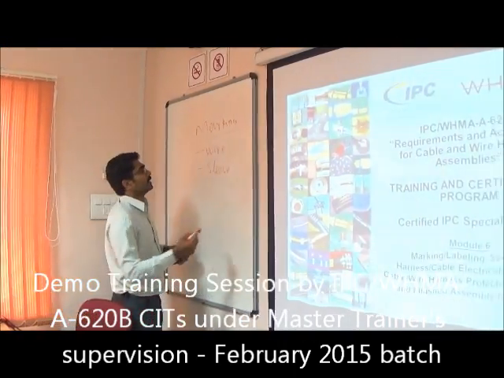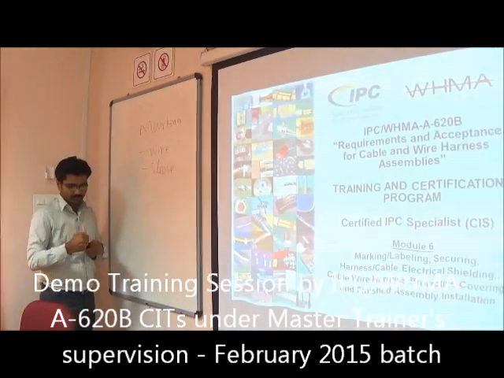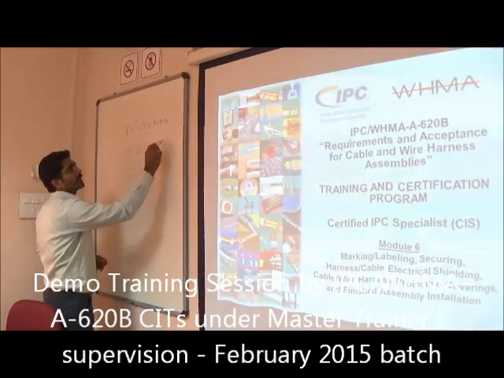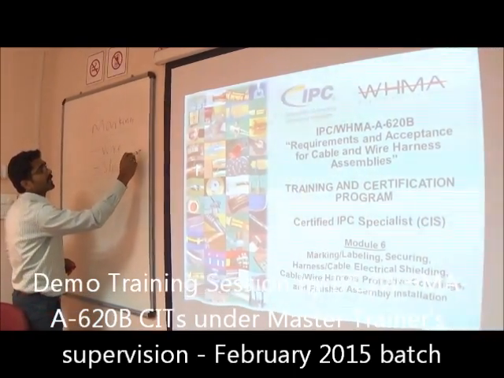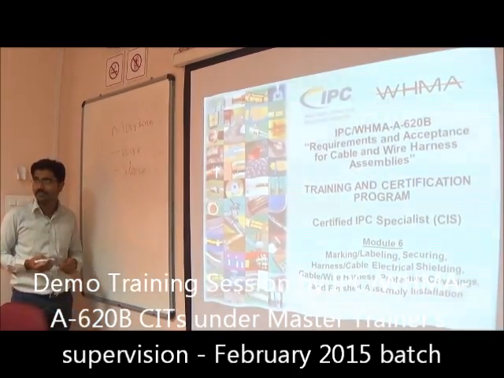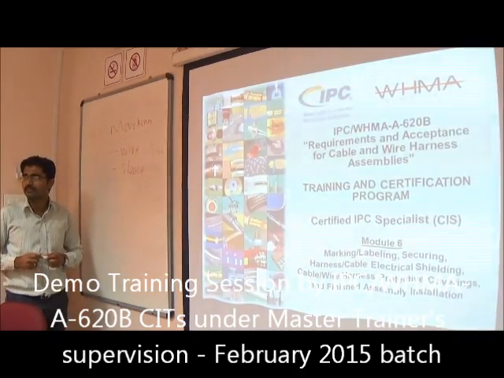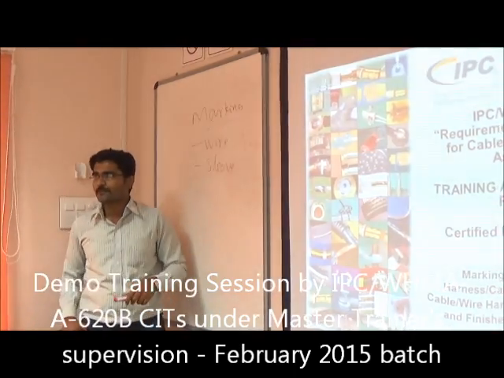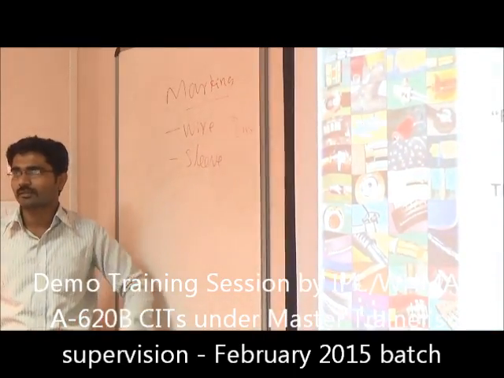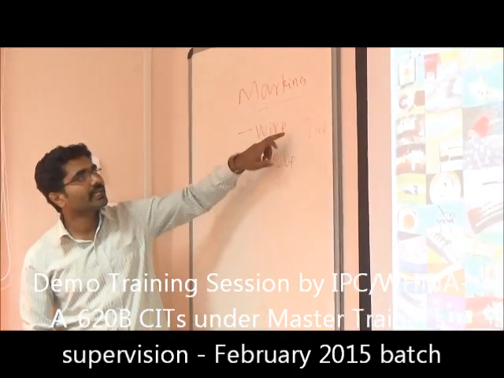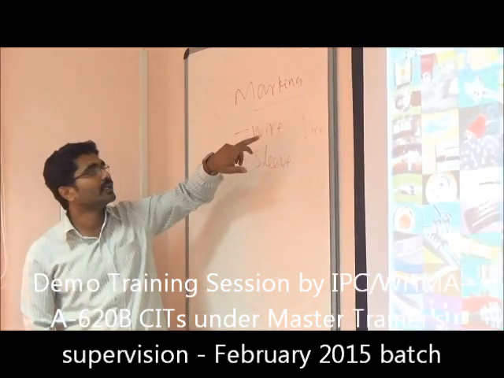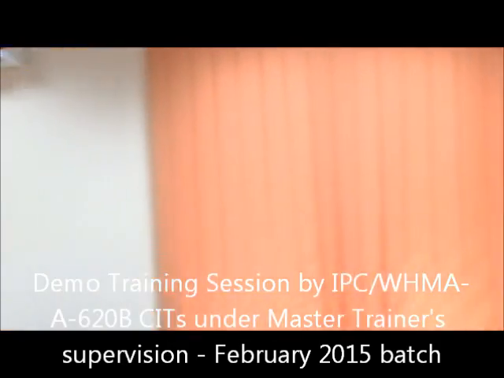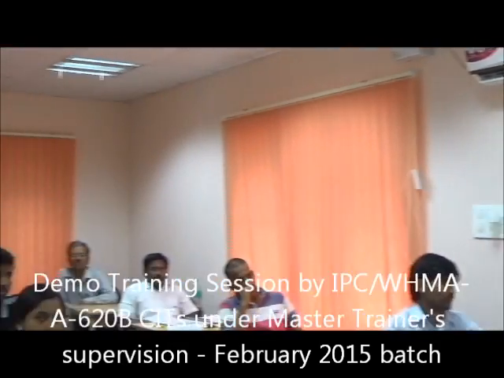Then we'll go with wire identification. It has two types: one is direct, another one is indirect. What is direct and what is indirect? Direct means it is directly applied to the wire. Indirect means it is the wrapping or the sleeving. Yes, correct. In direct we have two types: one is laser wire mark, another one is hot stamping, which we can also do.